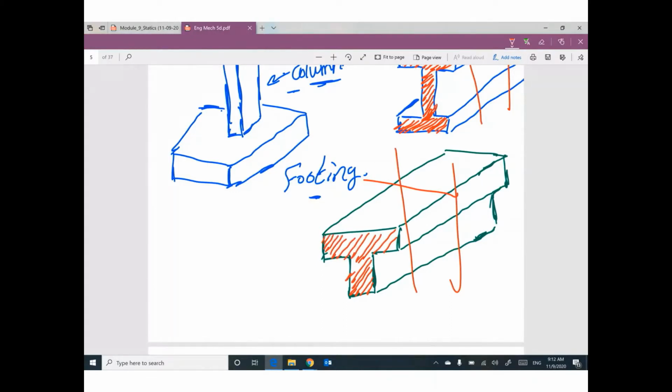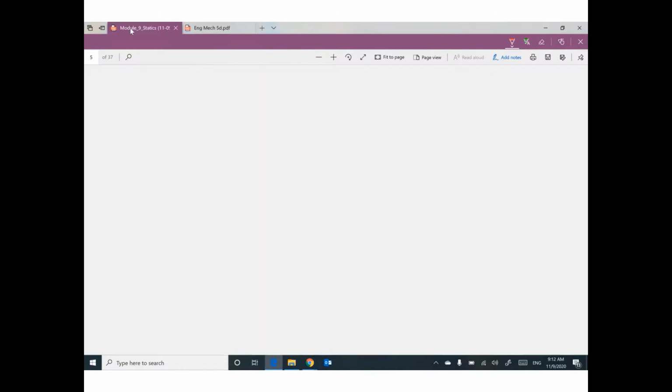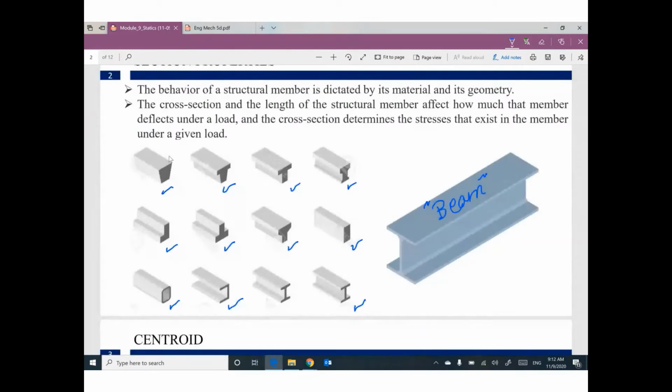These shapes are called cross section. Cross section means you have an isometric, you have a body, and you did a cut, and you are looking at this cut. The shape of this cut is called cross section. This cross section depends on the shape of the isometric of the beam. In this case, it looks like an I shape. In this case, it looks like a channel.